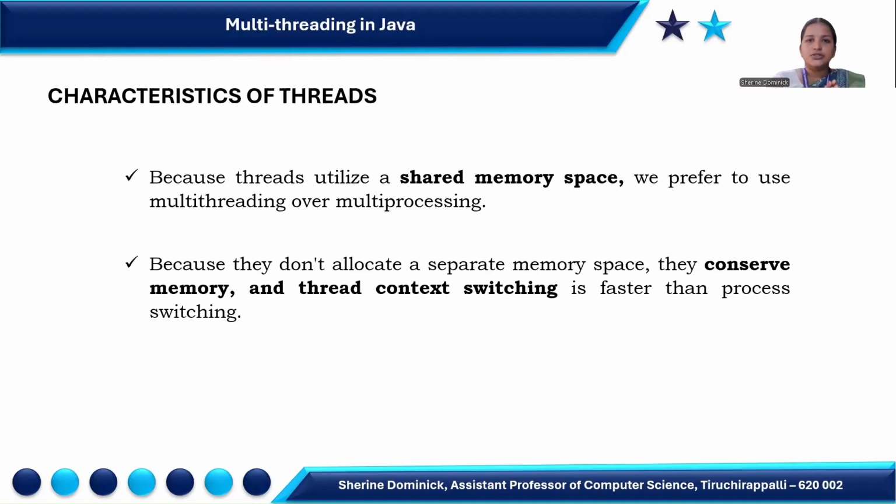So because the threads utilize the shared memory space, we prefer using thread processing instead of multiprocessing. The same concept that we have seen earlier. To conserve memory, the switching between threads, that is context switching or inter-thread communication, is much more efficient because of this common memory space. We can go in for multi-threading, preferred more than multiprocessing.